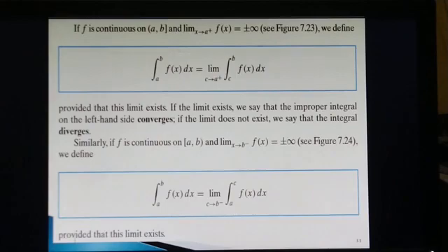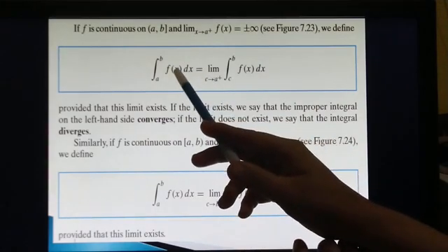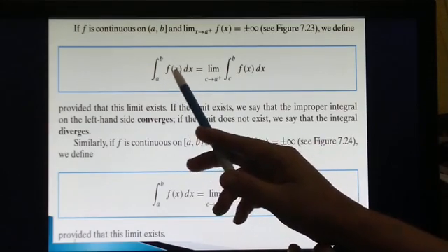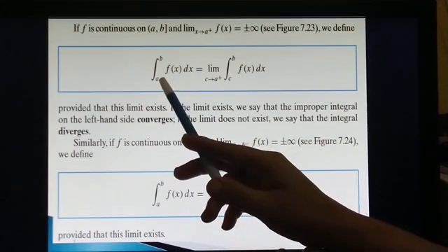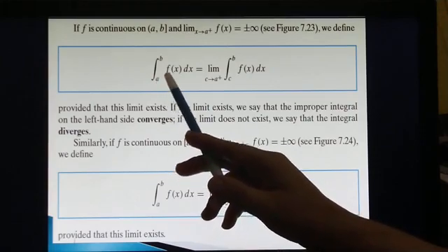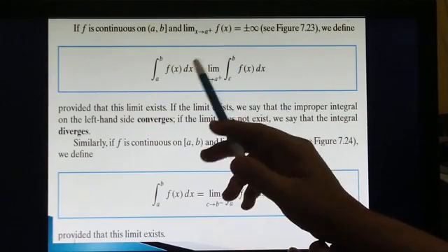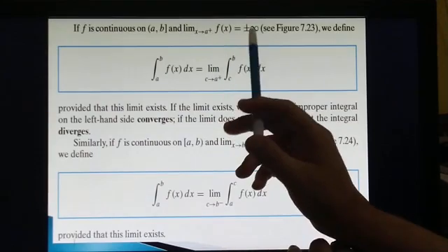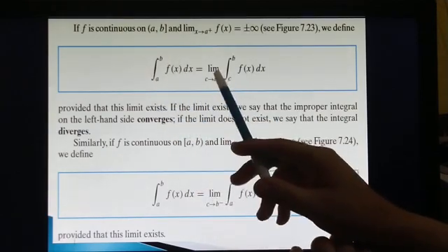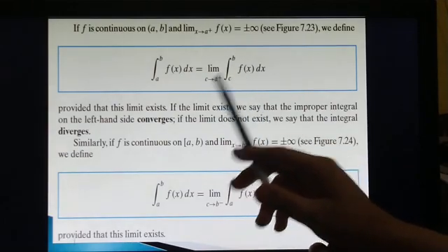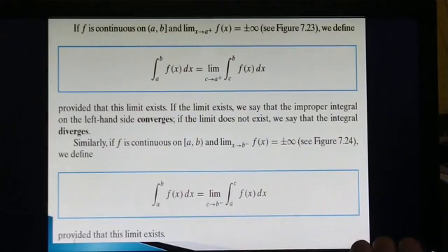So by using the previous example, we define that if for the function f(x), the integral of f(x) dx from a until b, the limit of f(x) as x tends to a from the right is equal to plus infinity or minus infinity, then this integral is an improper integral. And it is defined by using the limit of the integral from c to b of f(x) dx, as c tends to a from the right. This is the definition of the improper integral, the second type.